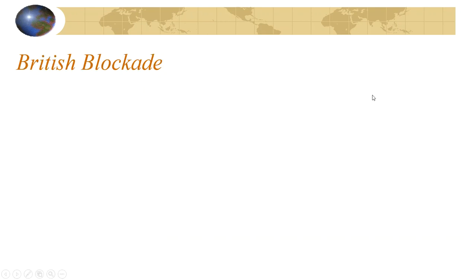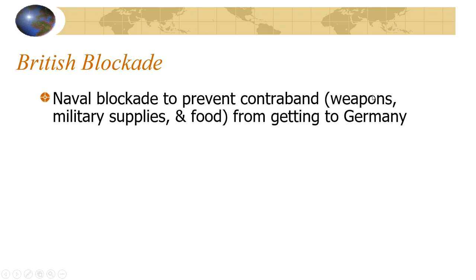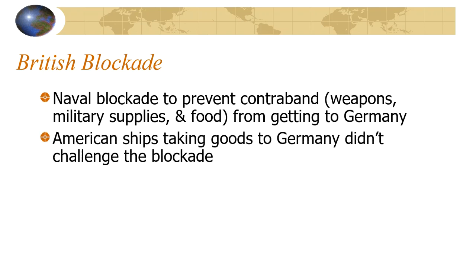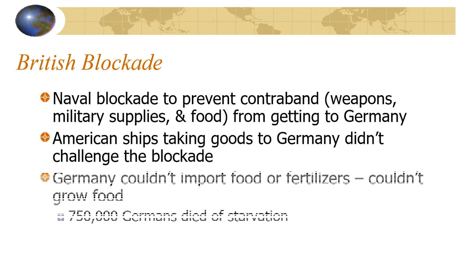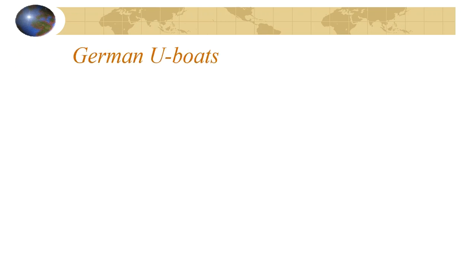So the British, remember their strong navy, are going to set up a blockade. The naval blockade was to try to prevent contraband, weapons, military supplies, and food from getting to Germany. American ships taking goods to Germany didn't challenge the blockade. So the Germans couldn't import food or fertilizer, and they couldn't grow any food. This meant 750,000 Germans are going to die of starvation.